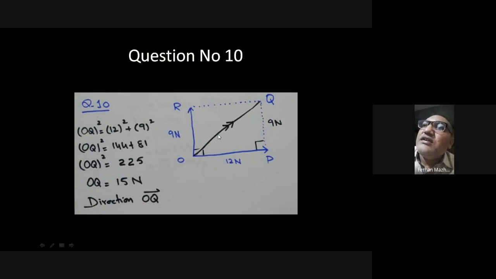Because it's a right angle triangle, very easily you can find the resultant by applying the Pythagoras theorem. This black line is the hypotenuse of that right angle triangle. So I applied the Pythagoras theorem. OQ square will be 12 square plus 9 square. So OQ finally will be 15 Newton, and its direction is from O to Q.